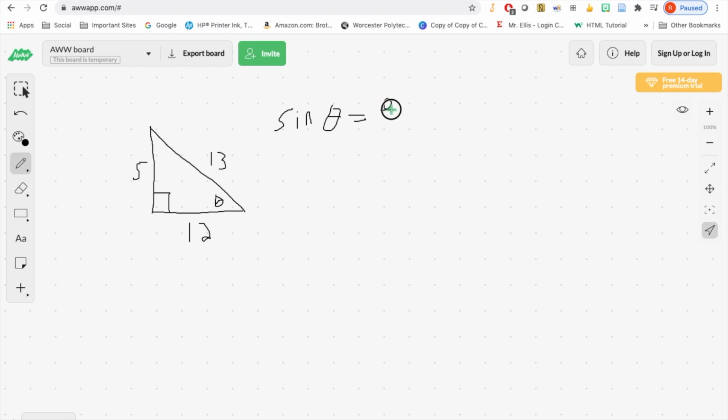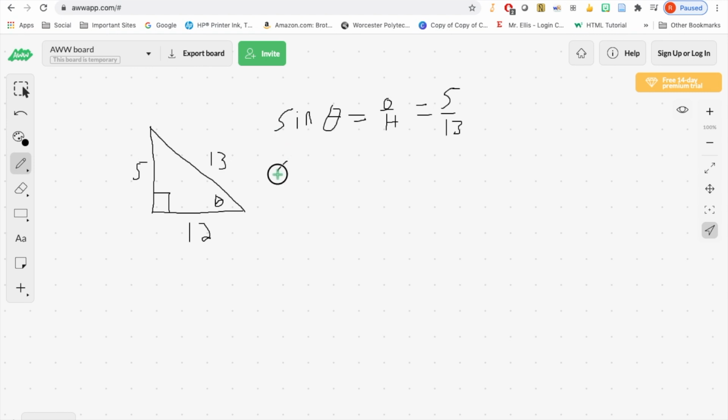opposite over hypotenuse. I'm going to write O over H. O is opposite and H is hypotenuse. So the opposite side to theta is this 5, and the hypotenuse is always 13. And thus the sine of theta is simply 5 over 13. So that's actually pretty simple.